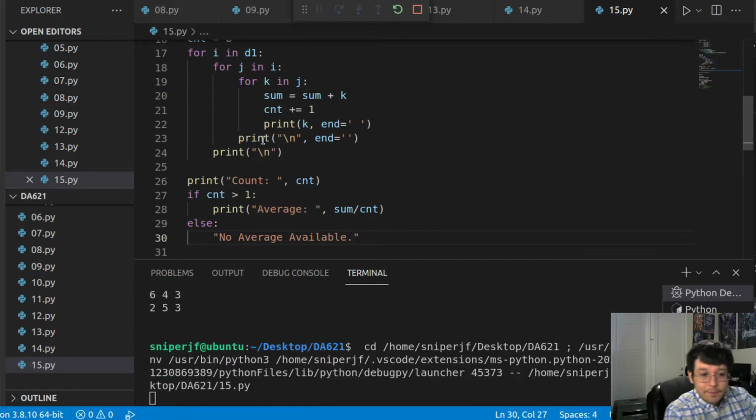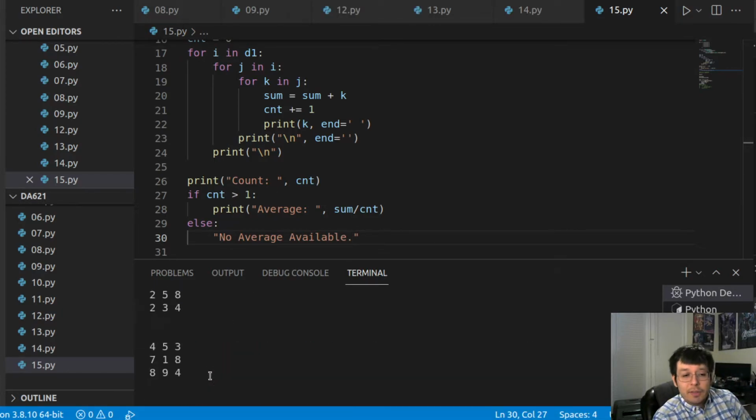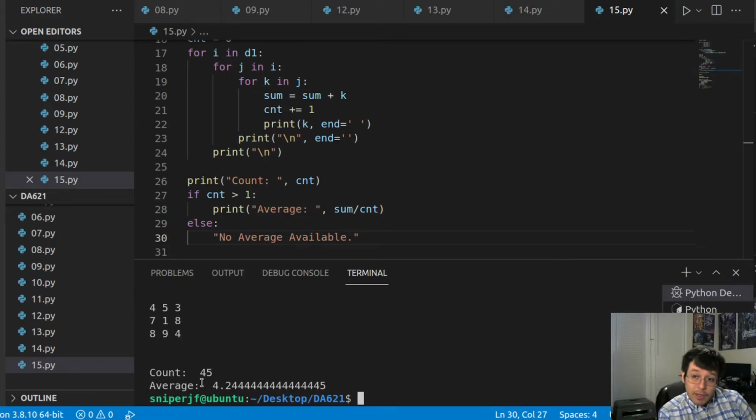Whatever. Okay, so now that we run it, we can see that the count is 45. Does that make sense? Let's think about it. Well, we have what is a 3 by 3, so 3 by 3 is 9. And then we have 1, 2, 3, 4, and 5 layers. So 9 times 5 is 45. So that's all working fine. We are getting the right count.